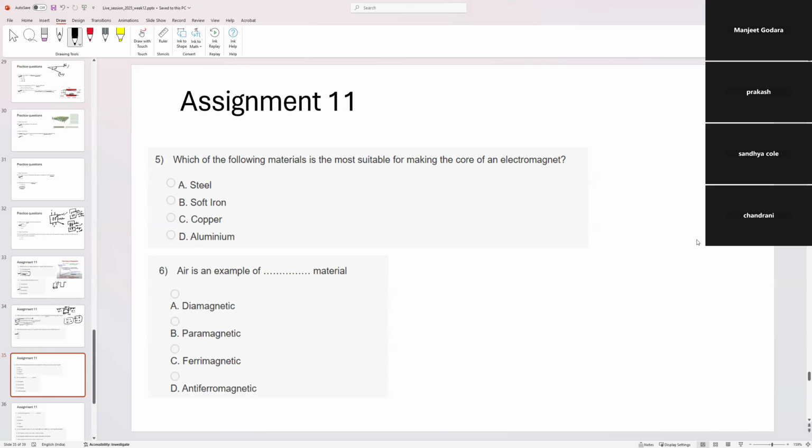Which of the following materials is the most suitable for making the core of electromagnets? Soft and hard... it should be soft iron, which can get magnetized and demagnetized easily. It has a small area. You are wasting more energy magnetizing and demagnetizing in the B-H curve in this one. So B.